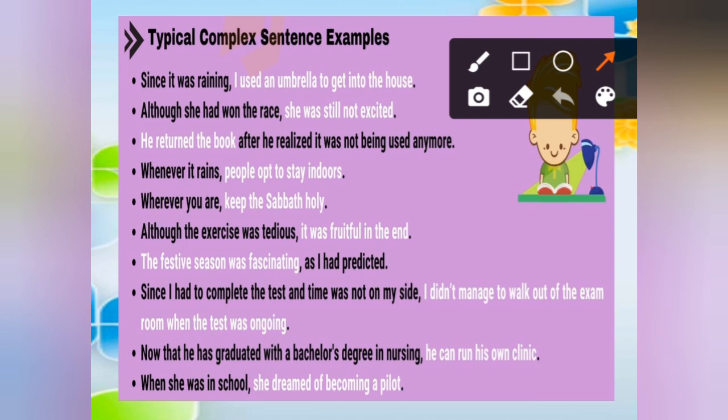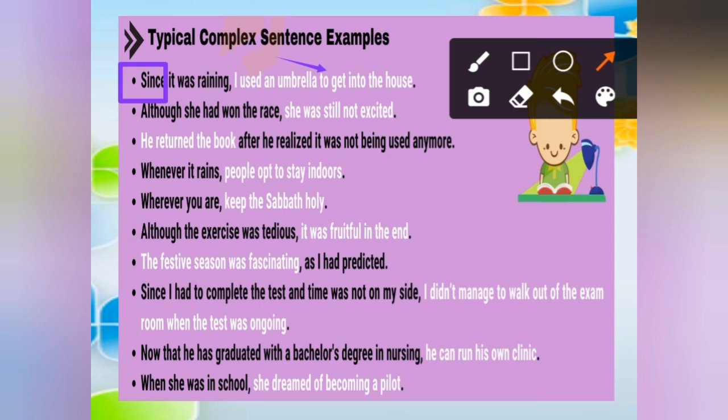Student, just focus on one thing. You have to identify the conjunction. Now, since it was raining, here since means this part is your dependent clause. And the white part, this one part, this is your independent one. So, understood? Since we have found, this is our conjunction. That's why this is our complex sentence.